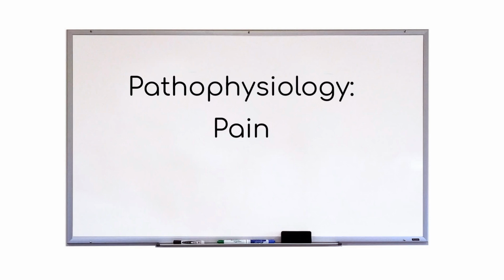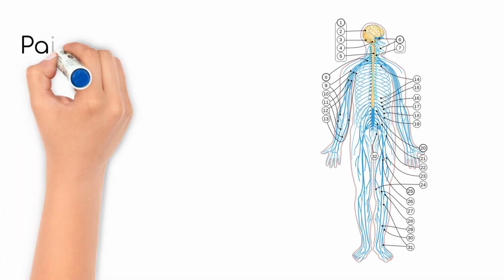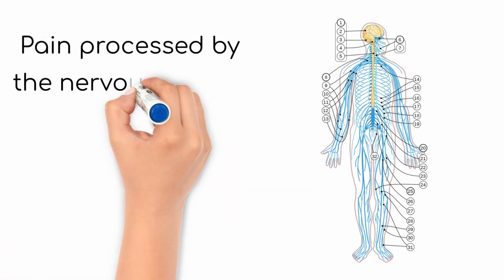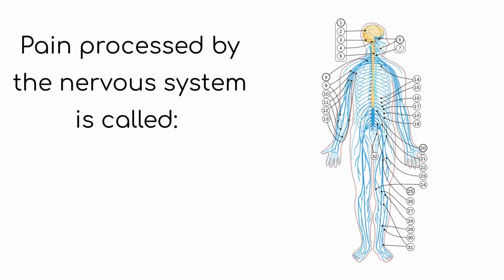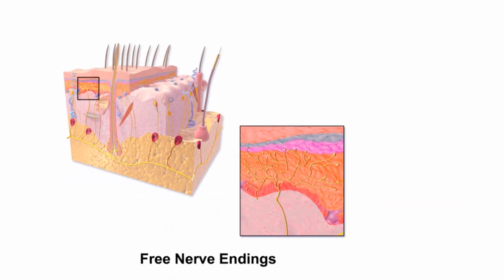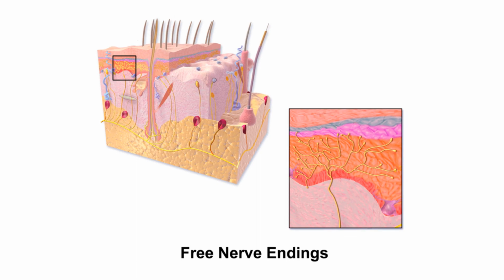In this pathophysiology video, we will learn about pain. The processing of pain by the nervous system is called nociception. Pain is sensed by free nerve endings called nociceptors. Impulses from nociceptors follow afferent pathways to the central nervous system for processing in the brain.